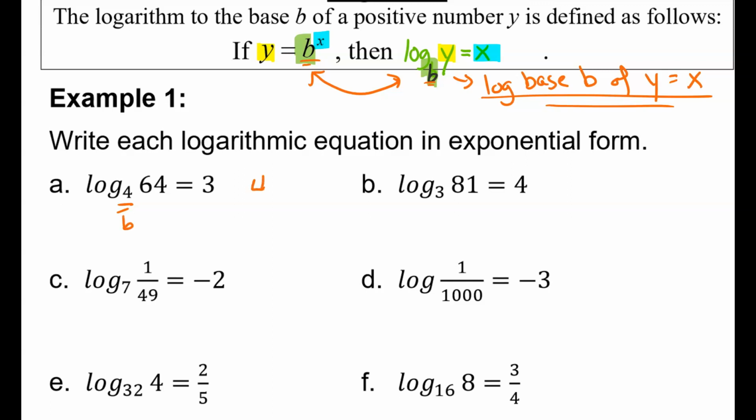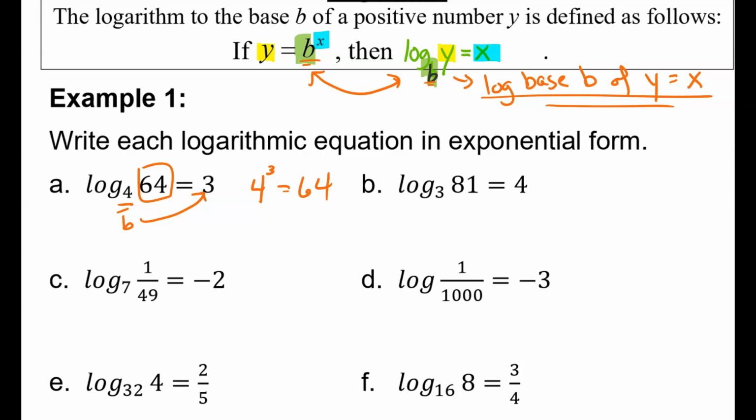All right, so that's our base. So 4 is being raised, okay, to 3 equals, and this is your answer, 64. So 4 cubed, and guys, think about that, is 4 cubed equal to 64? Yes. So that is the exponential form of that original logarithmic equation.